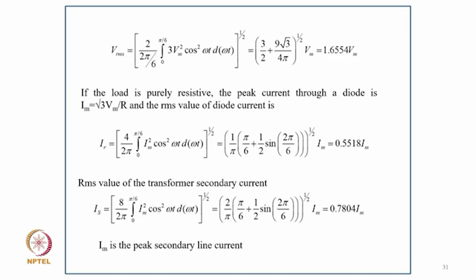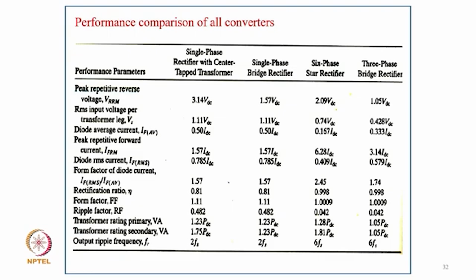The RMS value of transformer secondary current is Is equal to (8 upon 2 pi ∫ from 0 to pi by 6 Im square cos square omega t d omega t) to power half, equal to (2 upon pi (pi by 6 plus half sin 2 pi upon 6)) to power half Im, and that is equal to 0.7804 Im. Im is the peak secondary line current.